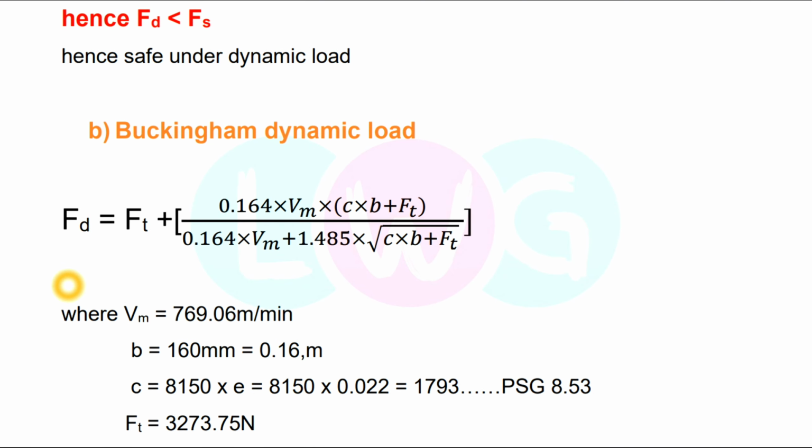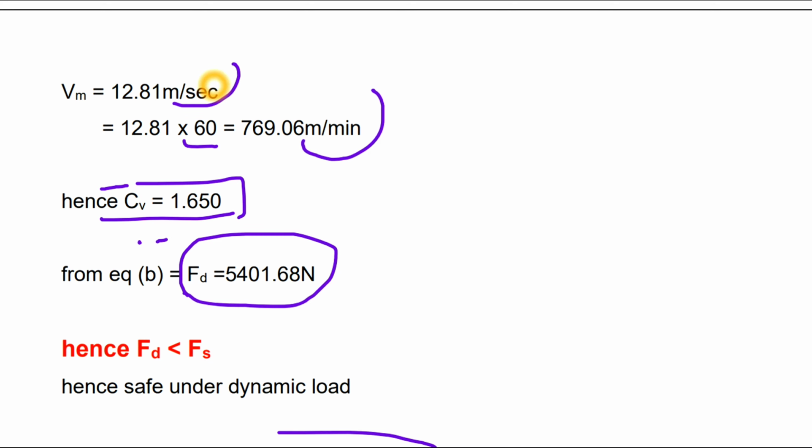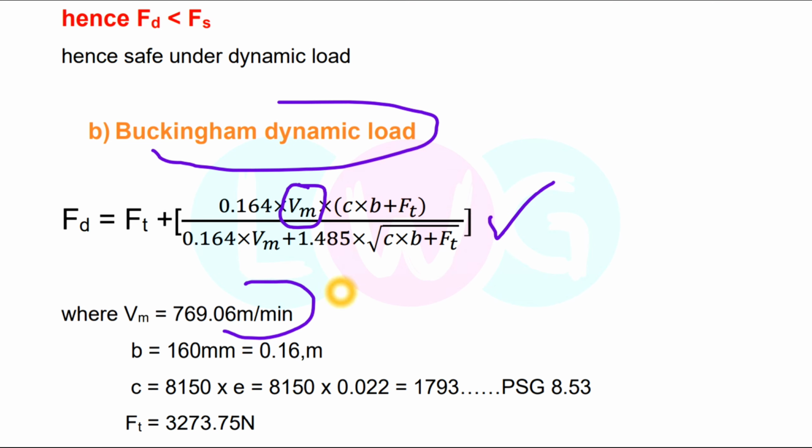Next we will check the dynamic load by using Buckingham dynamic load. You will get this formula on PSG 8.51, on the same page. Now here, for Vm, we will use meter per minute. Remember this: here Vm you have to use meter per minute. Don't use meter per second, otherwise your answer will be wrong.